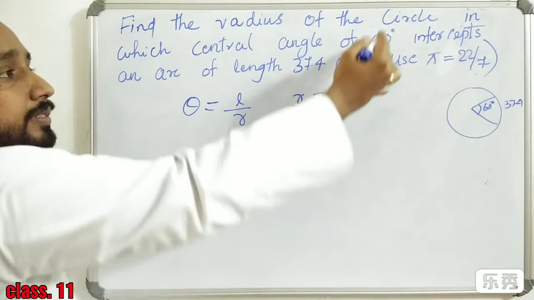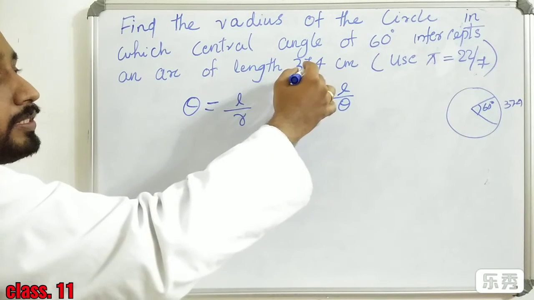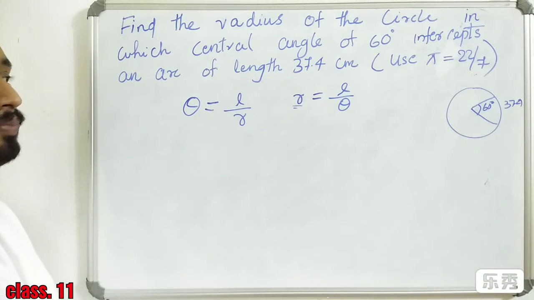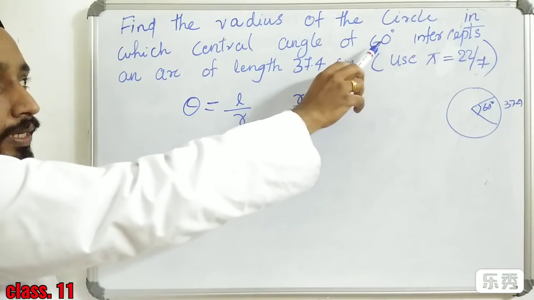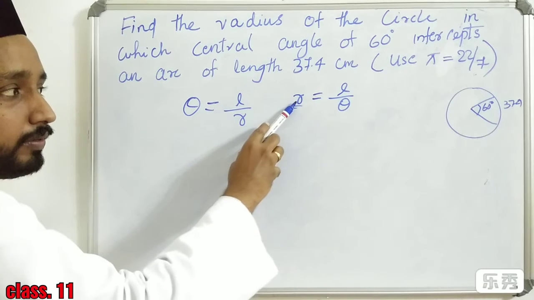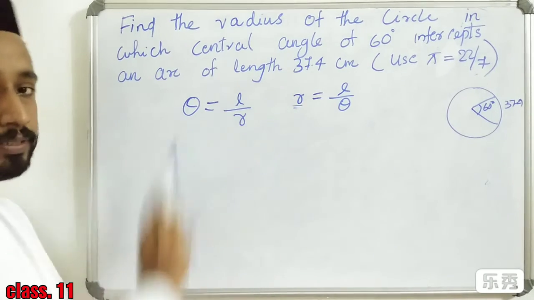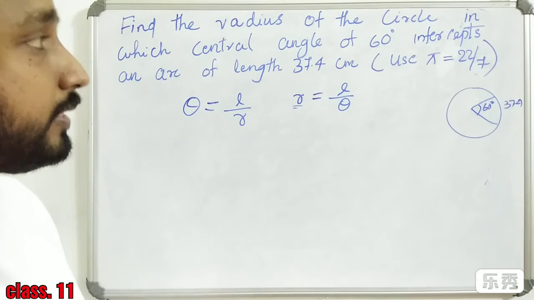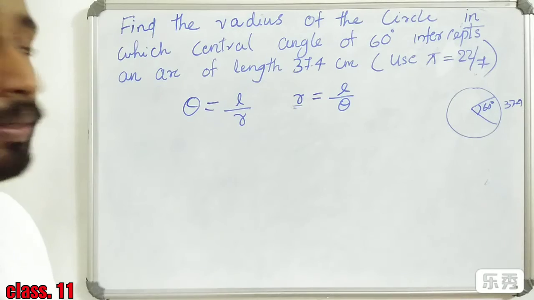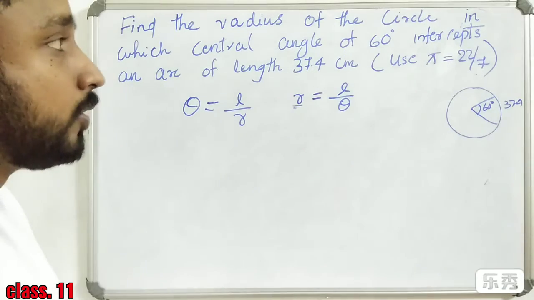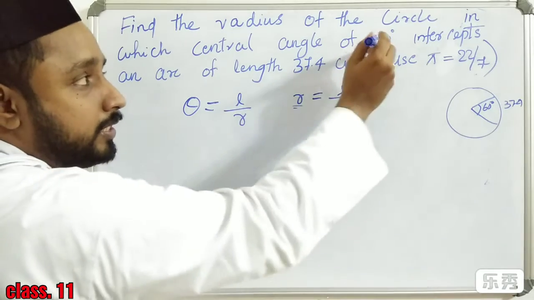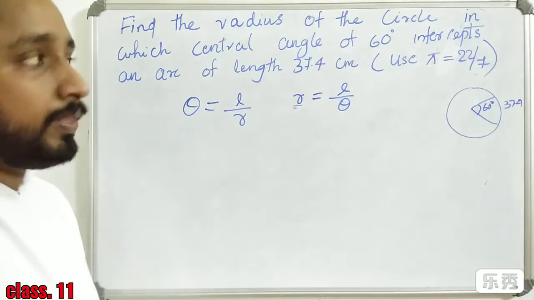Here theta is in degree measure. This is the 37.4 centimeter length, and theta is 60 degree. We have to find the radius in centimeter. So we have to change this 60 degree into radian measure.